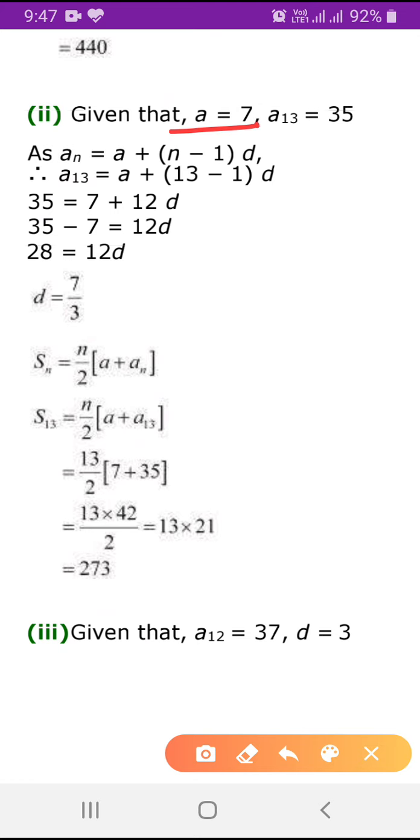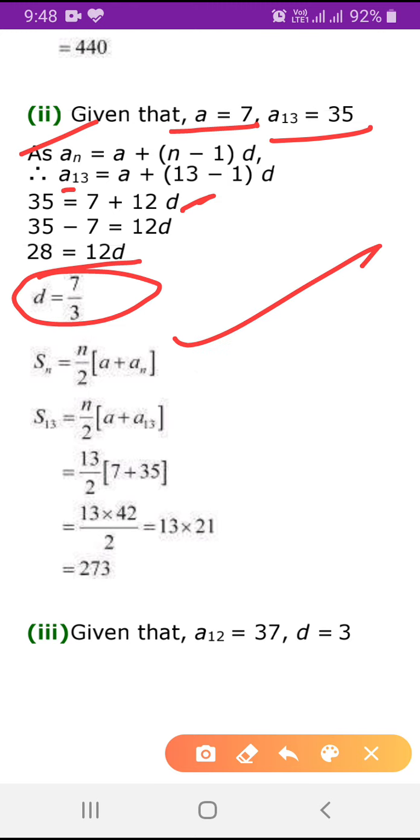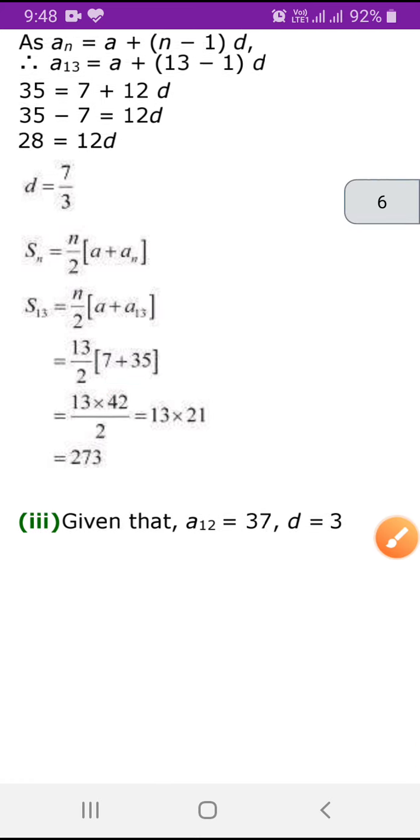Now the second part is given: a equal to 7, a13 equal to 35, and we know an equal to a plus (n minus 1) into d. So a13 equal to a plus 12d, 35 equal to 7 plus 12d, and after solving we get d equal to 7 by 3. Put all these values in Sn equal to n by 2 into (a plus an). Now 13 by 2 into (7 plus 35). After solving, 13 multiplied by 21, we get 273. S13 equal to 273.